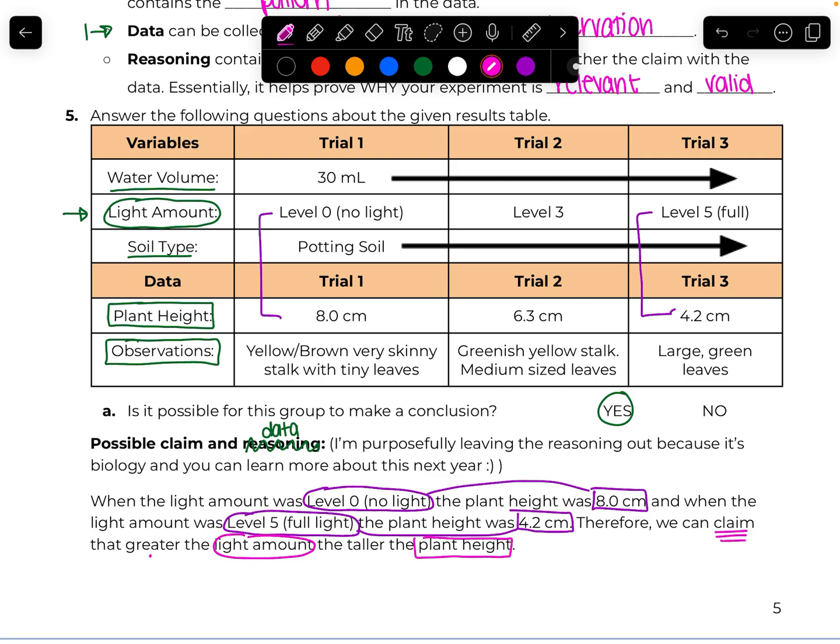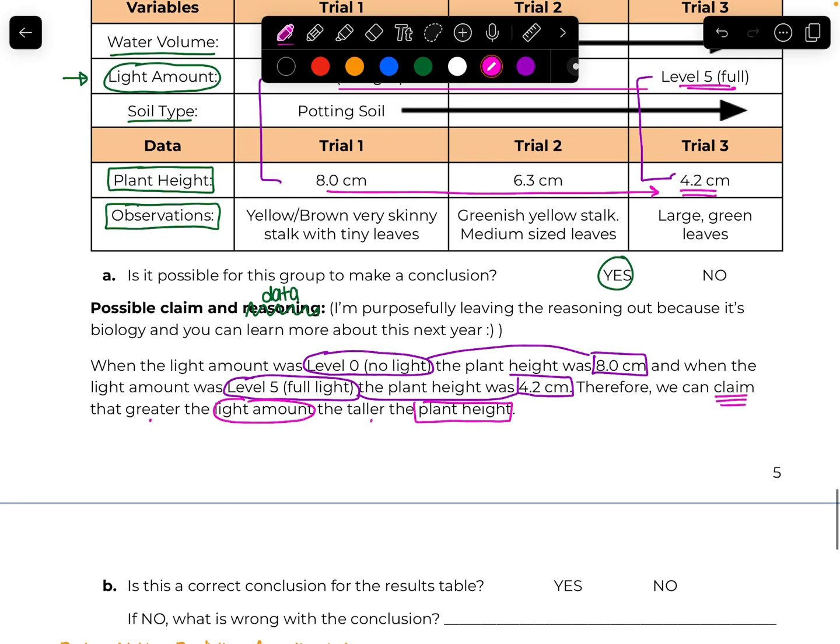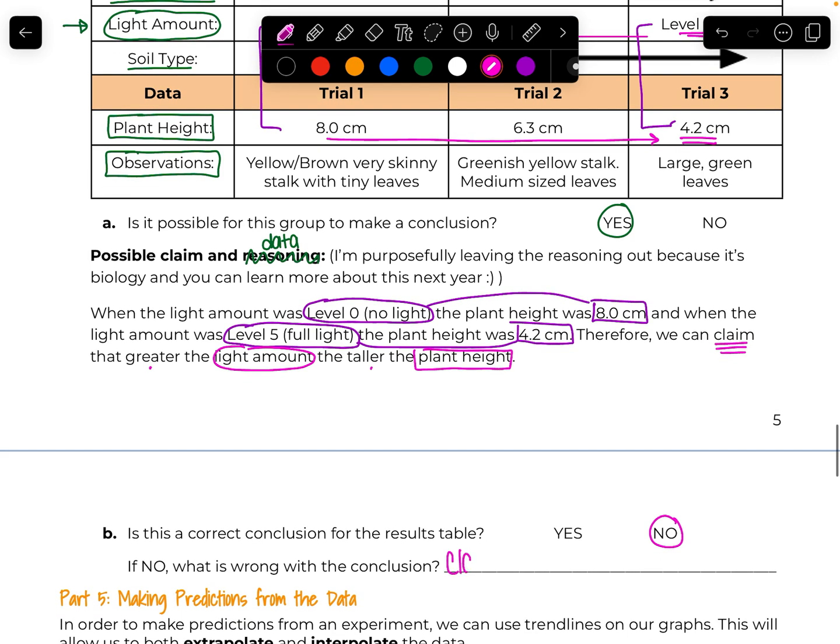Now we check, does our claim make sense? The greater the light amount, the taller the plant height. Uh-oh. This doesn't seem to be matching up. Our claim and our data aren't matching. What we're seeing is as the light amount is increasing, the height of the plant is actually decreasing. So is this a correct conclusion? No, it is not. It does have a data statement. It does have a claim, but they do not match each other. So what's wrong with the conclusion? Claim doesn't match data.